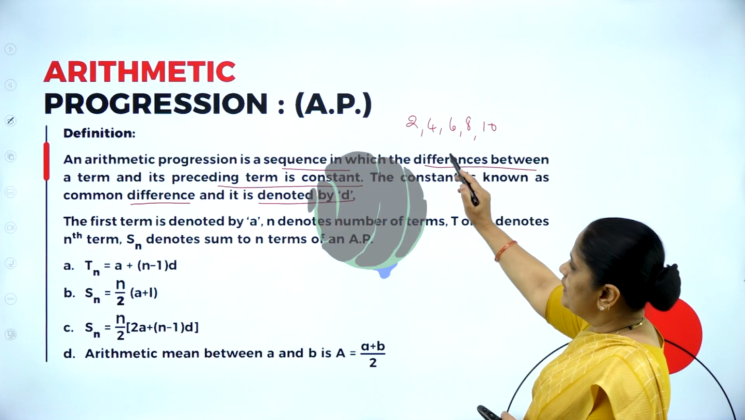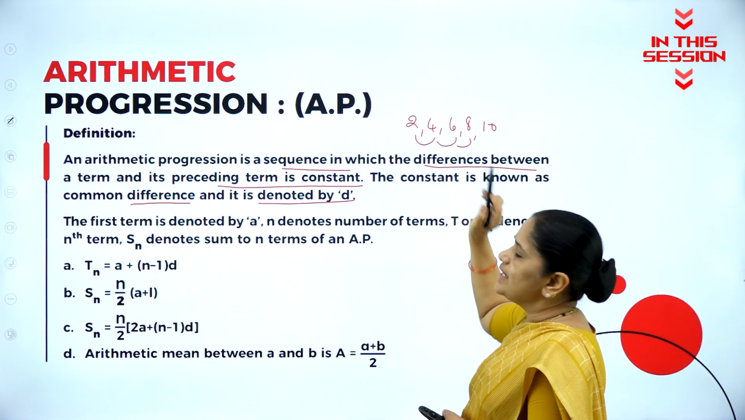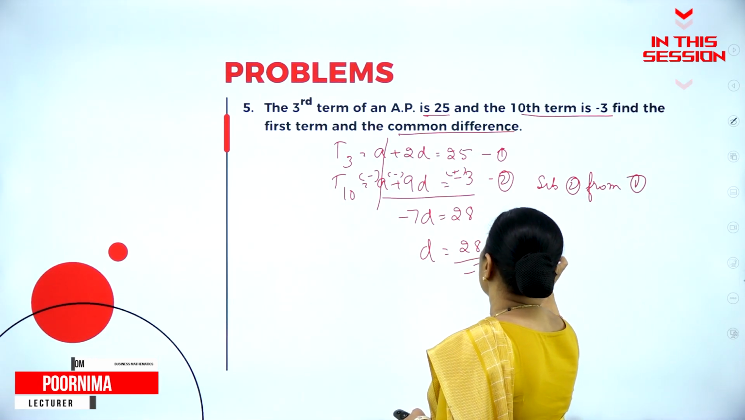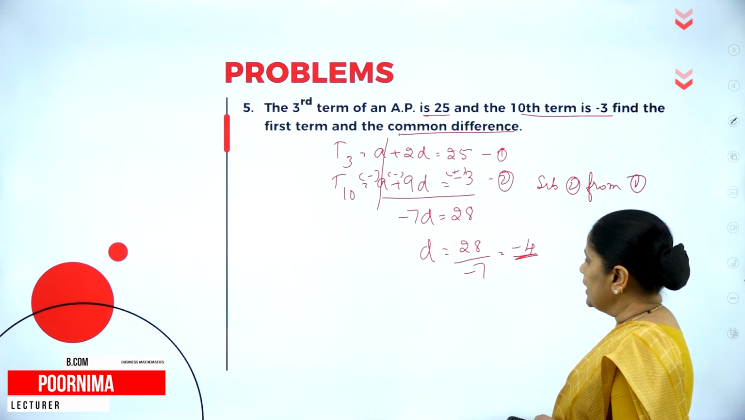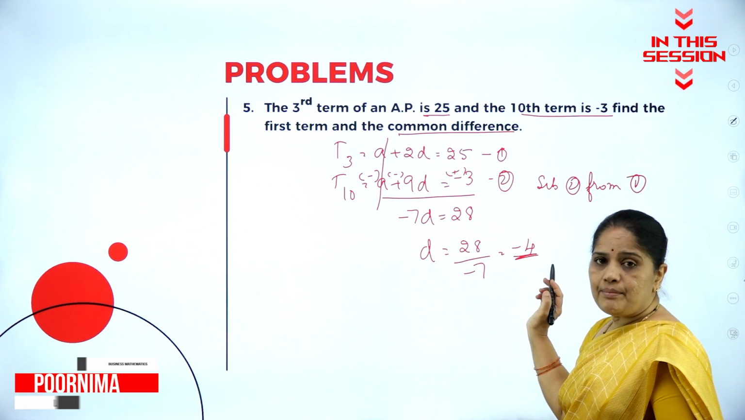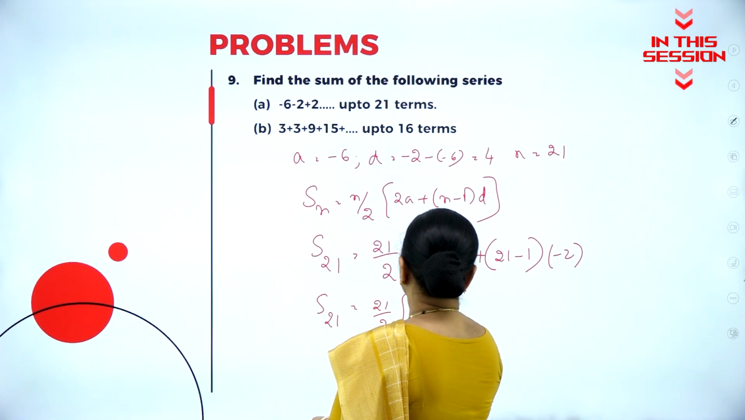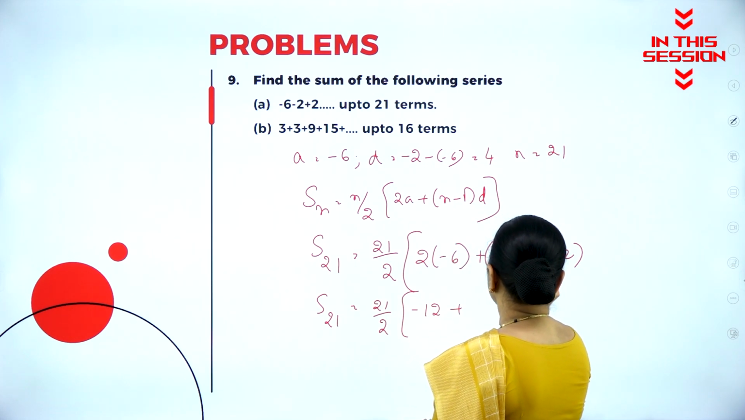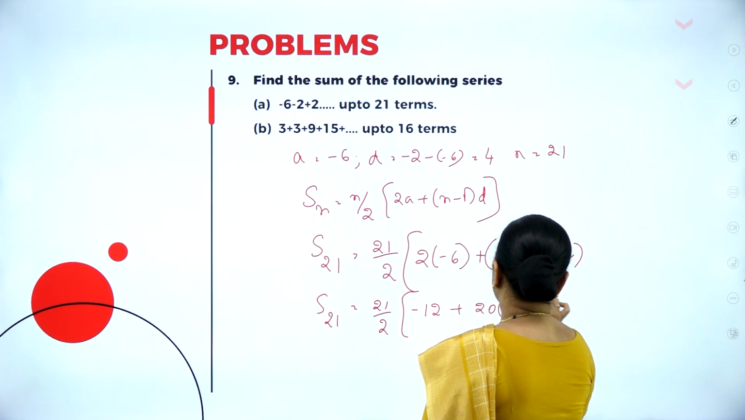So here the differences between a term and its preceding term is always constant. 28 divided by minus 7, so D is equal to 4. So we got the common difference as minus 4. 21 by 2 into 6 is minus 12 plus 21 minus 1 is 20 into minus 2.